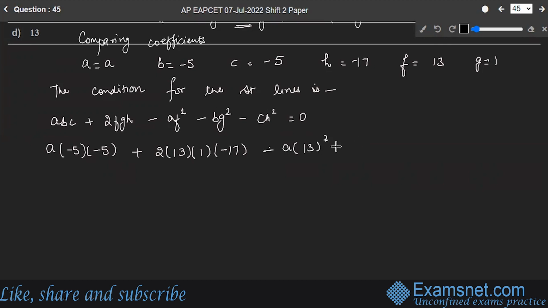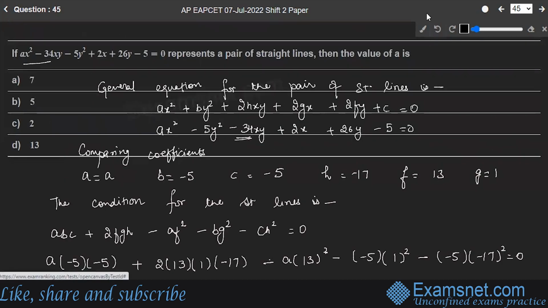So 13 squared, minus b is minus 5, g is 1 squared, minus c is minus 5 and h is minus 17 squared. This is equal to 0. This is the condition for the straight lines, right? This makes 25a minus 2 into 13 into 17. Let's just calculate 2 into 13 into 17. It gives you minus, not plus.